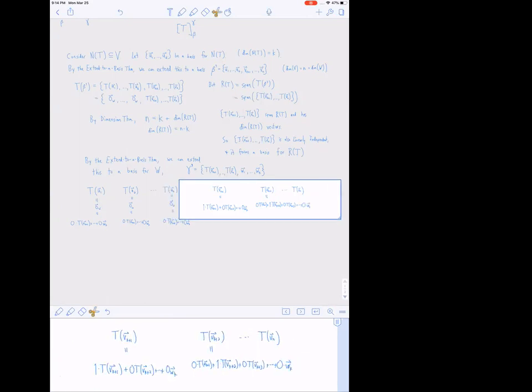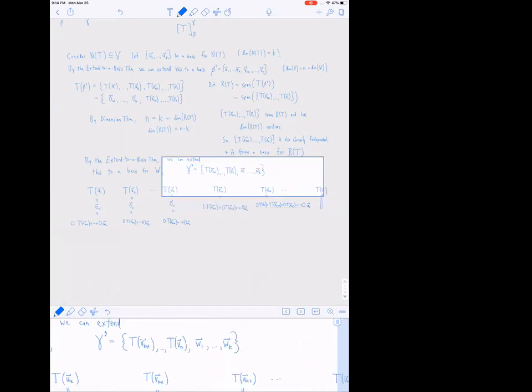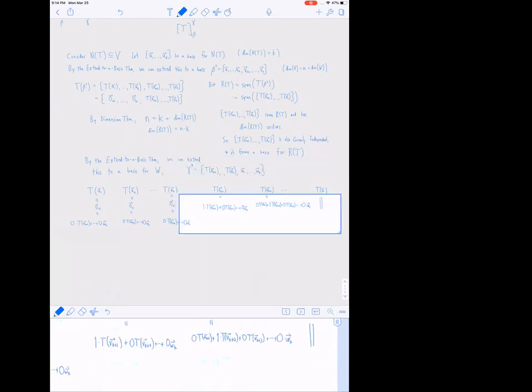And finally, this T of v_n will also be one of the vectors from gamma prime. So we'll get mostly zeros as coefficients until we get a single 1 as a coefficient times T of v_n, and then zeros for the rest of the vectors.